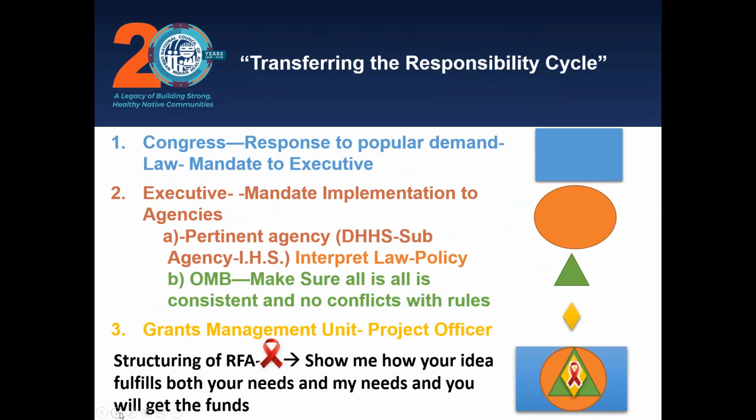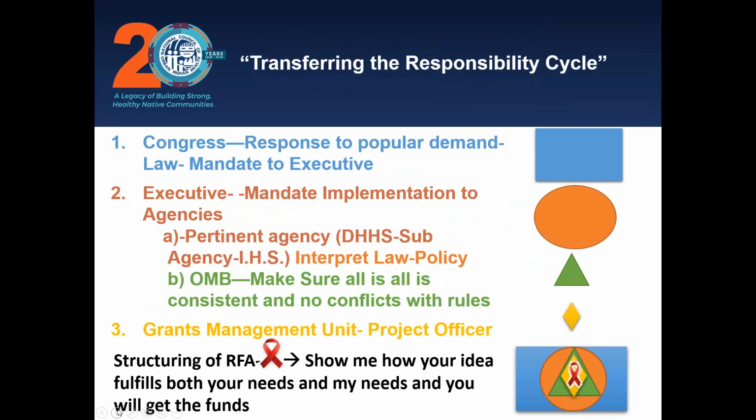Okay, the transferring responsibility cycle, and this is something that I coined, and I want to share with you. So this is how the RFA is structured. Congress has a response to the popular demand of increasing HIV/AIDS, and then they create a law and mandate to the executive. All of that mandate is put into a specific set of regulations that the agencies have to follow. The blue square is the requirement from Congress to the agency on how you are supposed to do things. That's the way they say it.